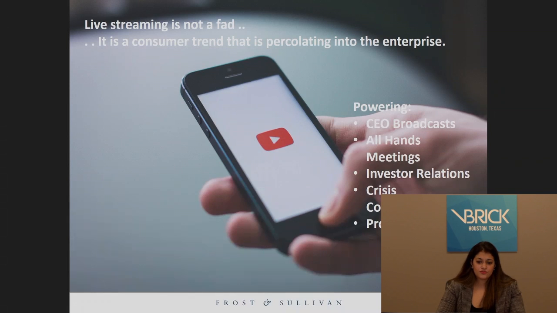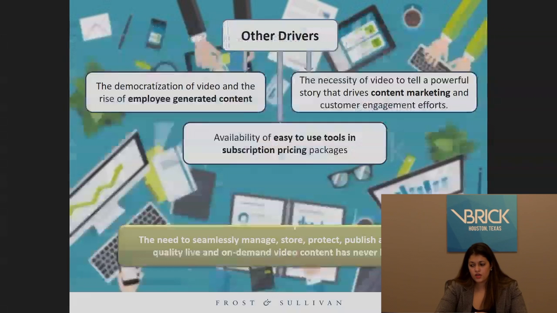So we're going to see live streaming being used more and more to power investor relations broadcasts, crisis communications, product launches, and wherever decisions need to be made and crises need to be mitigated, the use cases for live are only growing. So a need for a robust enterprise video platform to deliver high-quality, scalable live video in a secure manner is really driving the uptake of enterprise video solutions. That's something that we're going to see throughout the forecast.